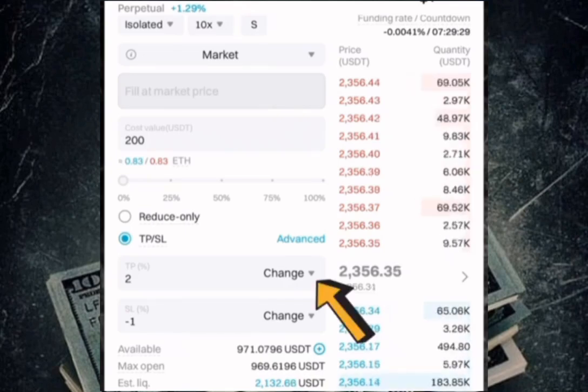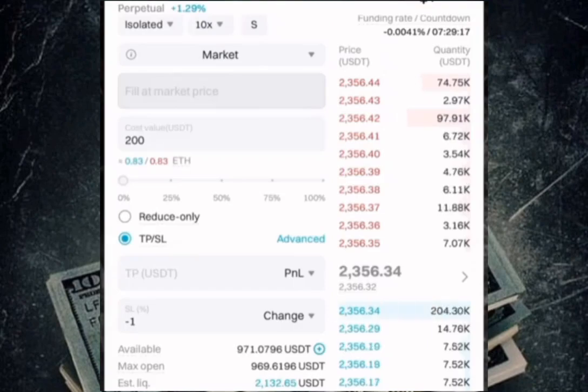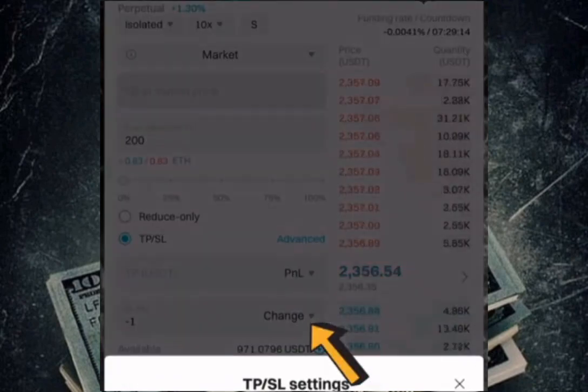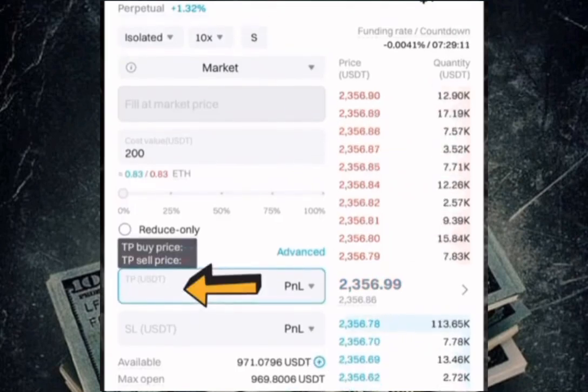Another way you can set it, so if I click on change again, the last one is PNL USDT. For this one, you have to enter the exact amount you want to make and the exact amount you want to lose. So you just click on PNL USDT. So change this one to PNL USDT, so you can see. So just enter for take profit. Remember, I mentioned this trade is $200.